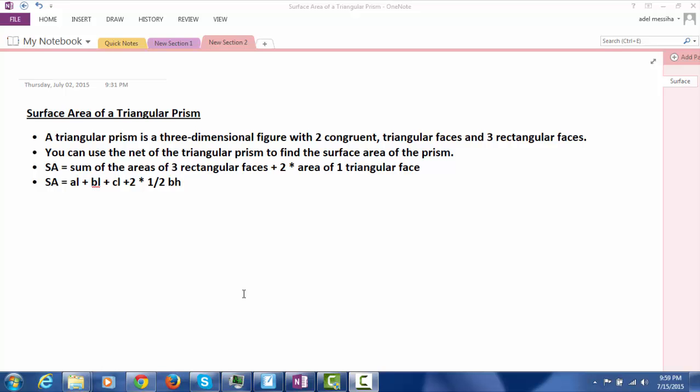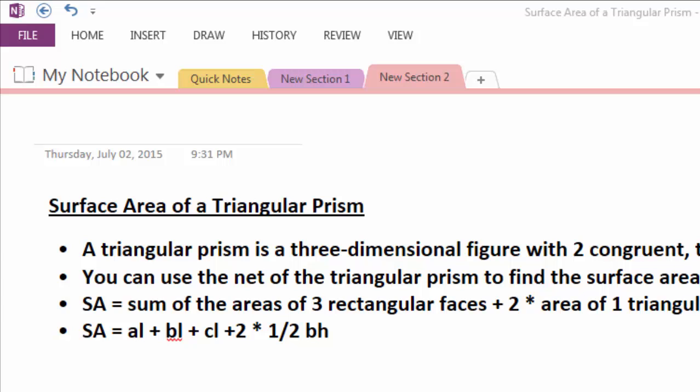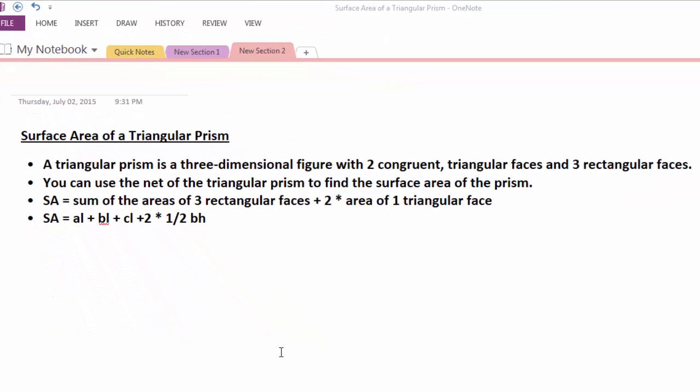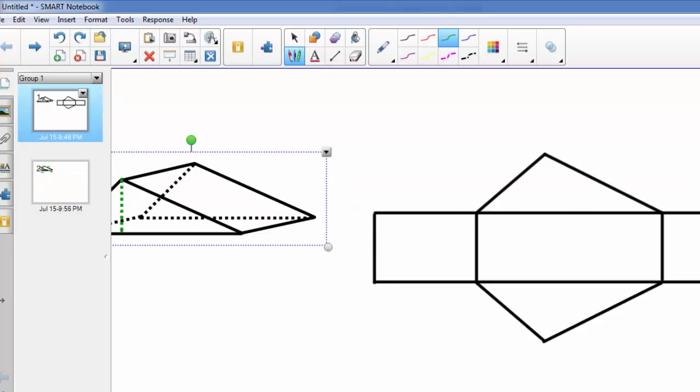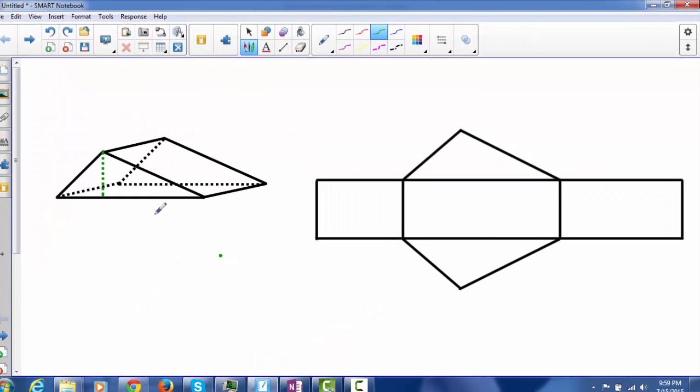Unit 3, Lesson 3. Surface area of a triangular prism. The first thing that we need to know: a triangular prism is a three-dimensional figure with two congruent triangular faces and three rectangular faces. I like to see all of that in this drawing.